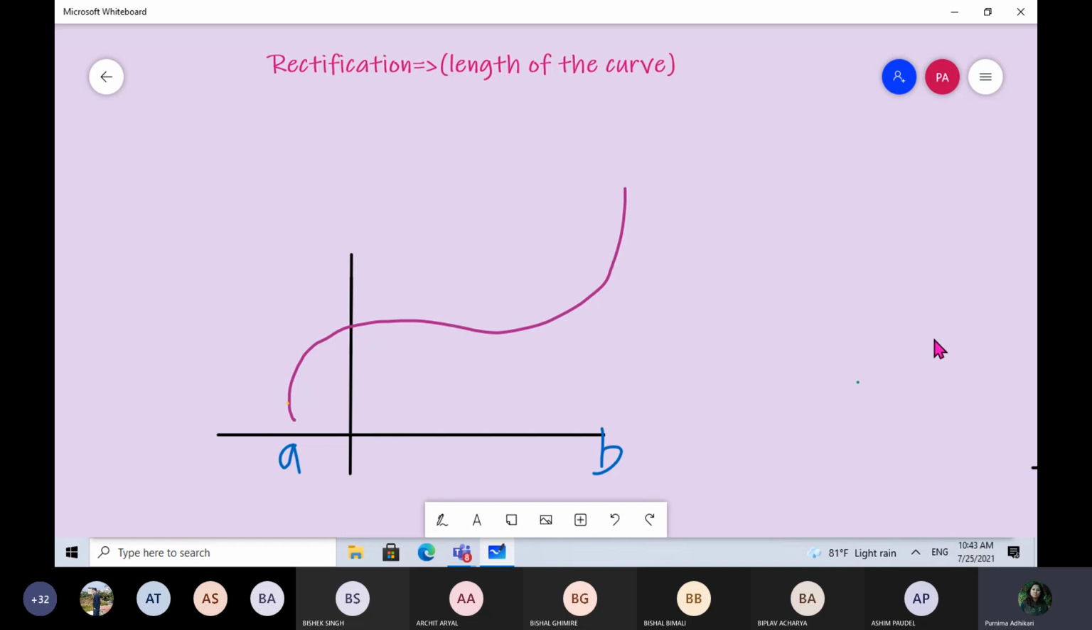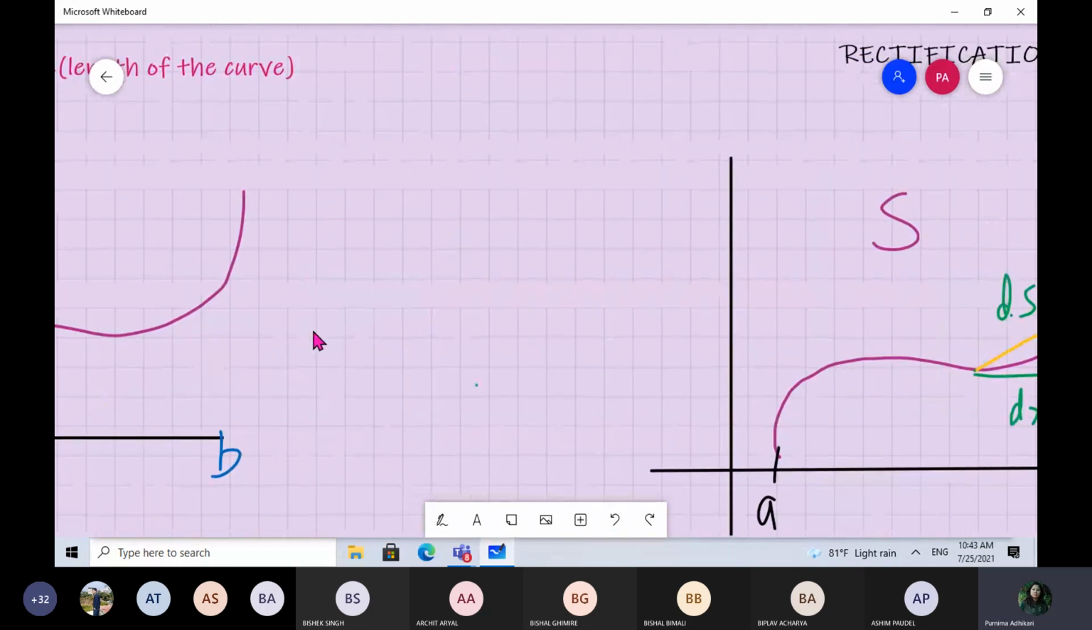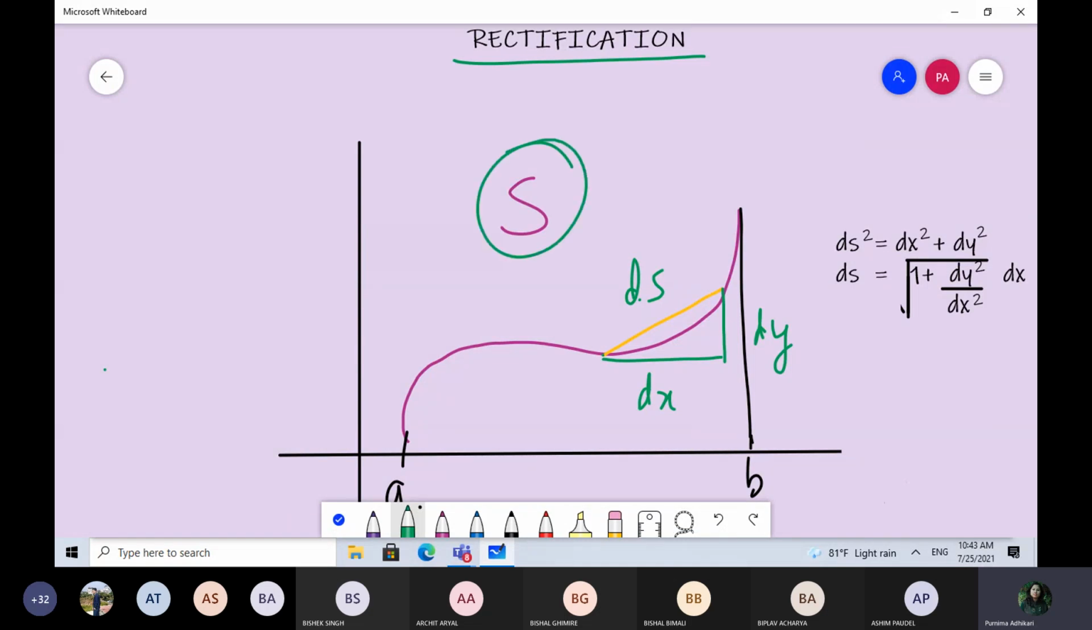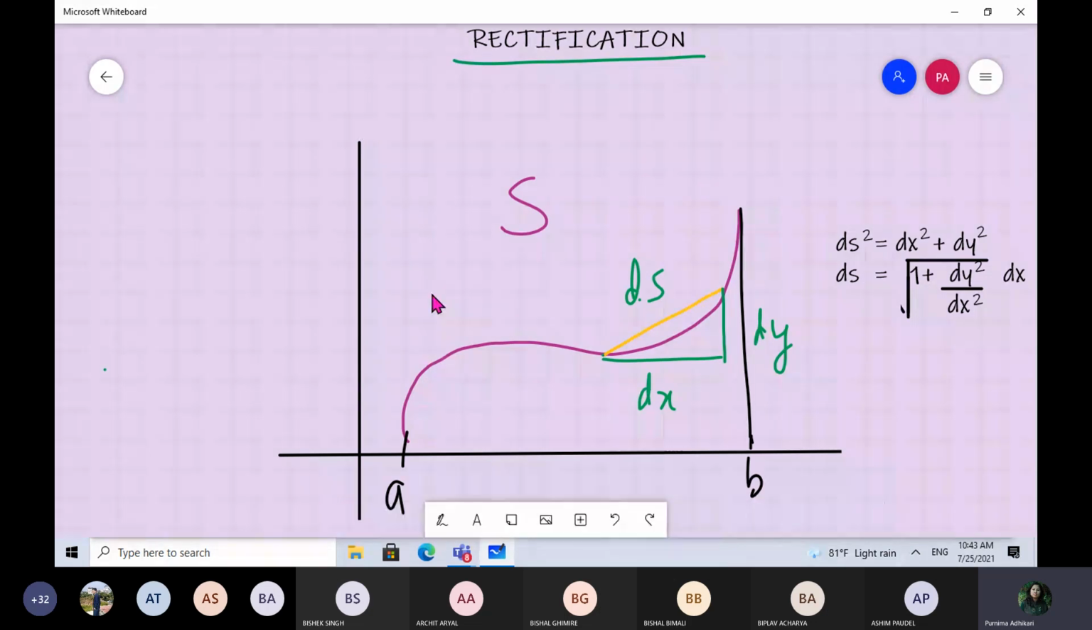So how are we going to do that? For that I am taking one of these infinitely small lengths. In this rectification we are using this S symbol for length of the curve. Okay, so we are looking for length of the curve. So we denote that by a capital S, but the small infinitely small length we are denoting it by ds only. So how do you find out this ds?